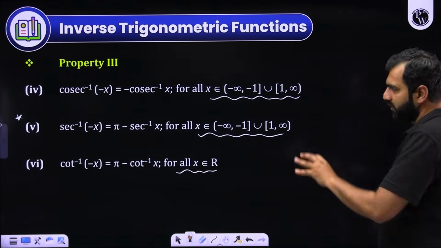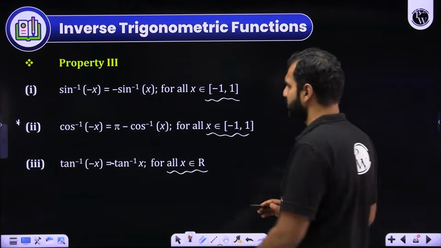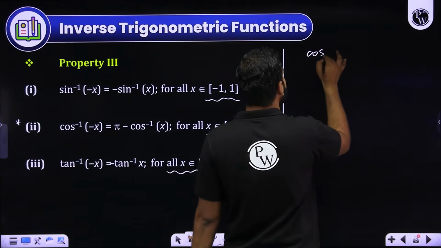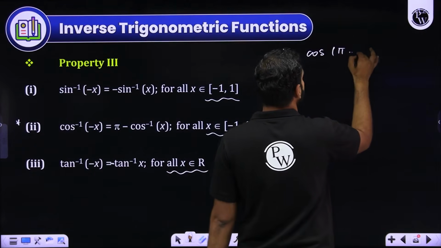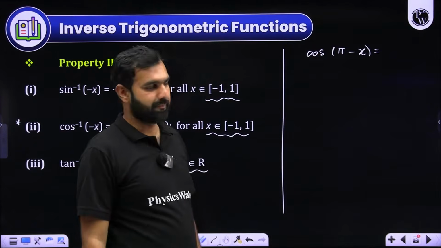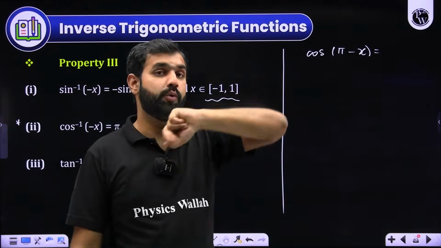What I'm trying to make you understand is, let's take any of the cases. I'll not be proving all six; I'll just give you a demonstration for one. Let's say this one I'll choose. Can you help me with cos(pi minus x)? What is the value of cos(pi minus x), students? We all know pi lies on the negative x-axis. Pi minus x will push you into the second quadrant.